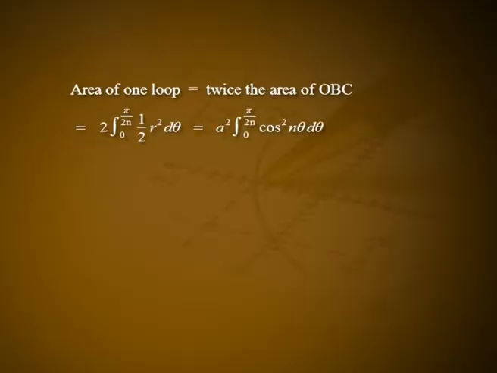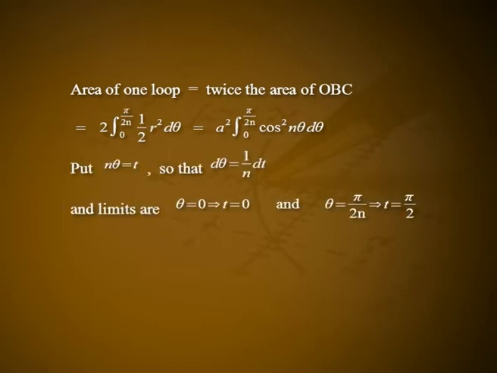Solution. The curves of the type r is equal to a cos n theta or r is equal to a sin n theta consist of either n or 2n equal loops respectively based on whether n is odd or even. First one, consider the curve r is equal to a cos n theta. Area of one loop is equal to twice the area of OBC, which is equal to 2 times integral from 0 to pi by 2n of 1 by 2 r square d theta, which is equal to a square into integral from 0 to pi by 2n of cos square n theta d theta.